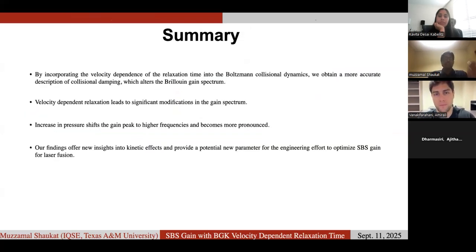So, a summary of this part: the velocity dependent relaxation leads to a significant modification in the gain spectrum, which you have seen, with exactly matching or more or less better results compared with the experimental observation. And this means that our findings, the inclusion of the velocity dependence, offer new insight into the kinetic effects and provide a potential new parameter for the engineering effort to see how to play with laser fusion in future.